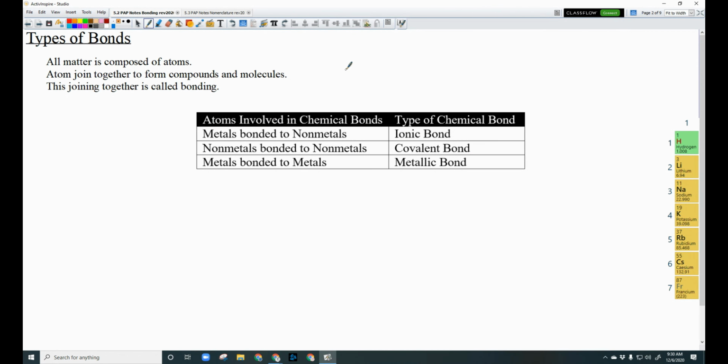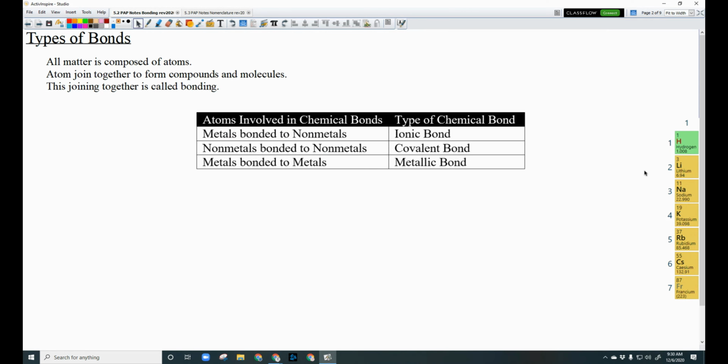Before we talk about those, let's review. All matter is composed of atoms. Atoms are what are on the periodic table. Atoms join together to form compounds and molecules, and this joining together is what is referred to as bonding. So our first type of bond that we're going to review are metals bonded to nonmetals.